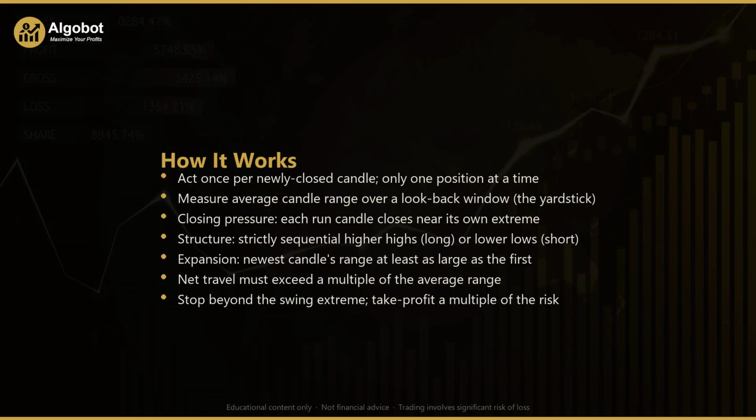The short side mirrors this exactly. It requires down candles closing near their lows, strictly sequential lower lows, an expanding range, and sufficient net travel to the downside. The stop sits just above the swing high, and the target is again a multiple of the risk. One position at a time, managed purely by stop and target.